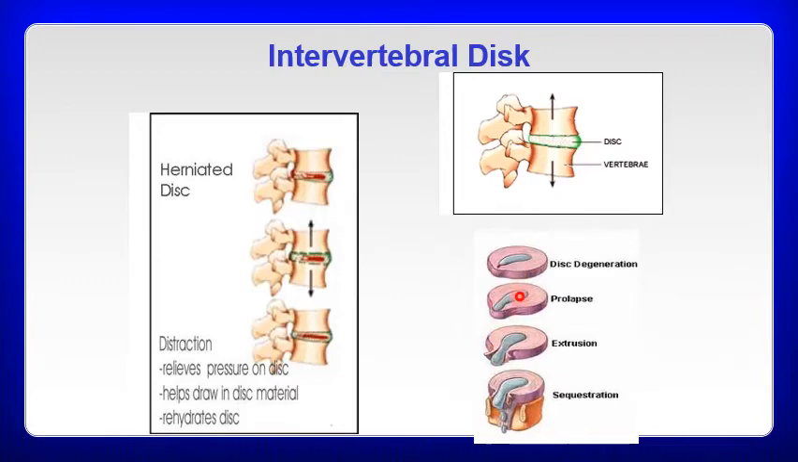Here's what disc injuries typically look like. You have disc degeneration, where the disc just breaks down. You have a prolapse, where you can see the nucleus pulposus coming through, but there's still a part of the annulus holding it in, though it's deformed. An extrusion is when it actually comes through the annulus fibrosus, and a sequestration is when the disc material actually leaks into the spinal canal.